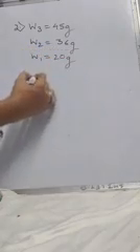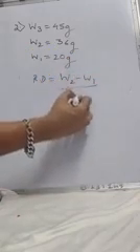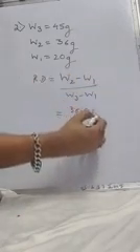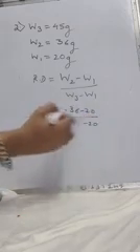You need to find relative density. Weight of empty bottle, that is W1, is 20 gram. So relative density's formula is W2 minus W1 upon W3 minus W1. Substitute 36 minus 20, and here it will be 20. Okay.